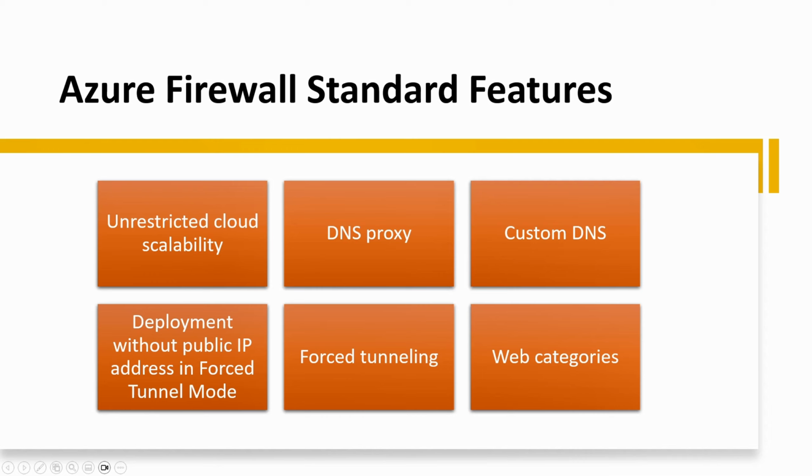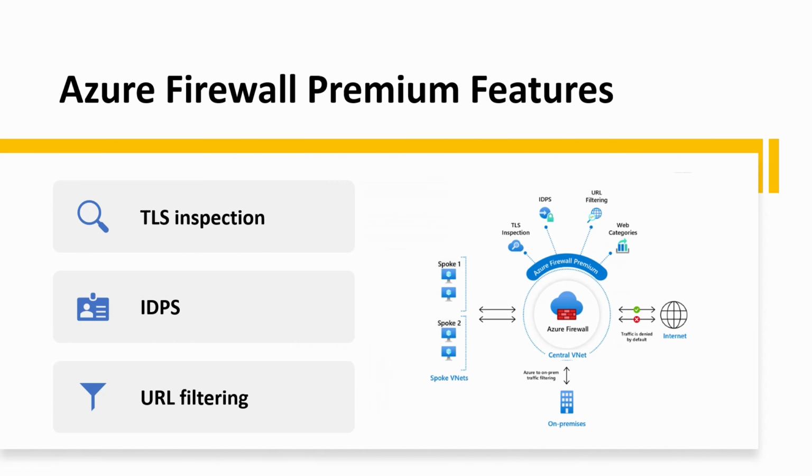And let's move on to Azure Firewall Premium features. All the features which are available for Azure Firewall Basic and Azure Firewall Standard are included in Azure Firewall Premium. And there are some extra features which you can see on your screen. So the first one is TLS inspection. TLS is Transport Layer Security.